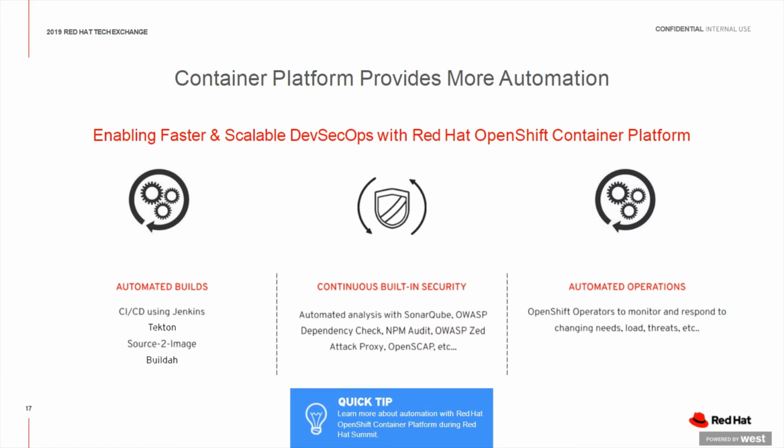And then using a container platform, in Red Hat's case, like OpenShift, you can enable faster and more scalable DevSecOps. Containers are not required to do DevSecOps, but it definitely makes it much easier, much faster, and much more scalable. And then you can build that secure development lifecycle environment for your infrastructure, for your application. A containerized platform allows things like automated builds. It allows you to build security right into your pipeline. It allows for things like automated operations as well.